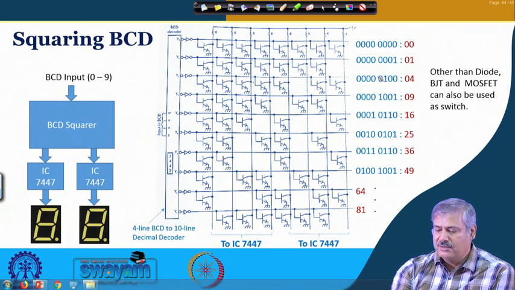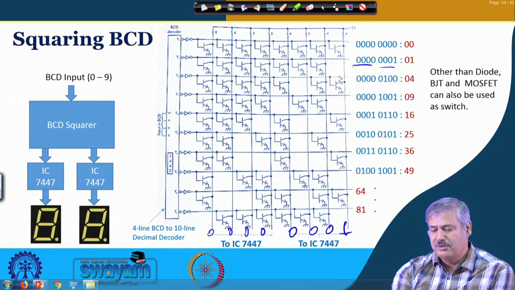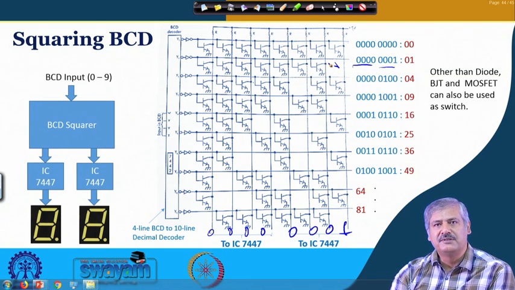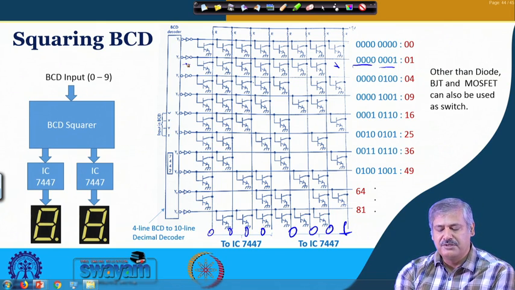So, the next one is 1. So, it should be 0, 0, 0 over here and 0, 0, 1 over here. So, 0, 0, 0, 0 and here it should be 0, 0, 0, 1. So, here you can see that the transistor is absent, right. So, when this line is invoked, okay, 0, 0, 0, 1 is present.